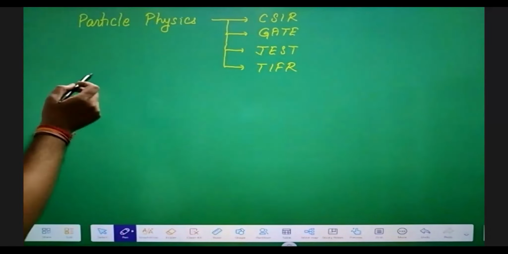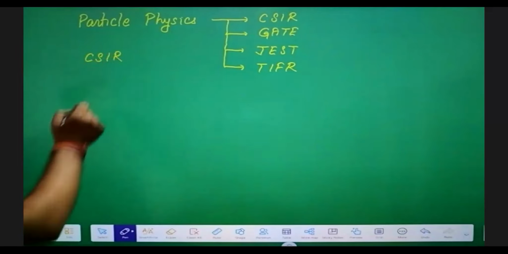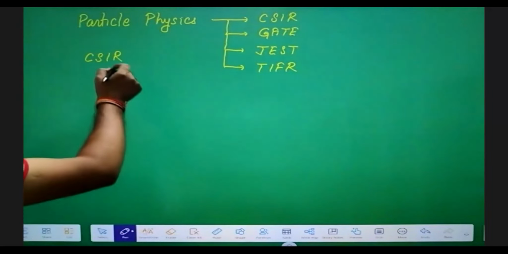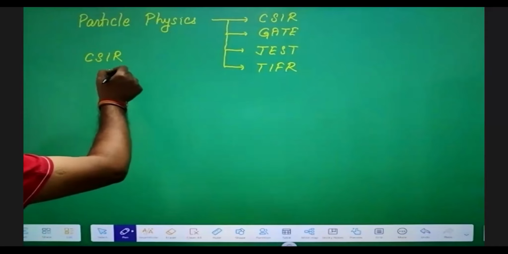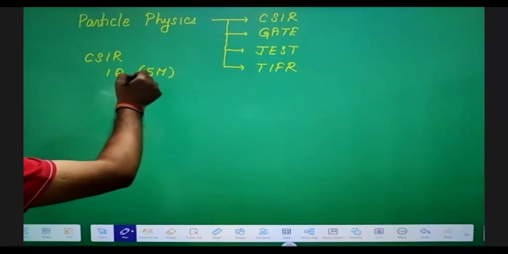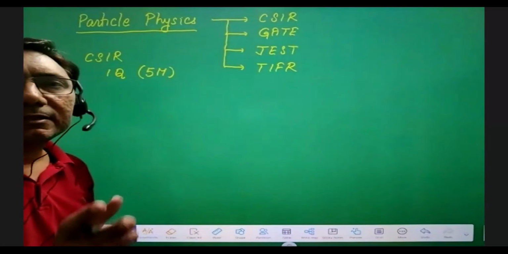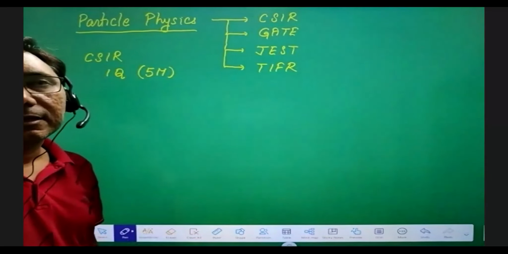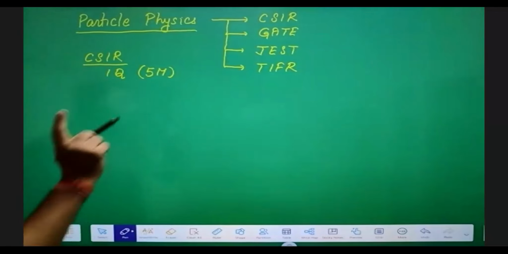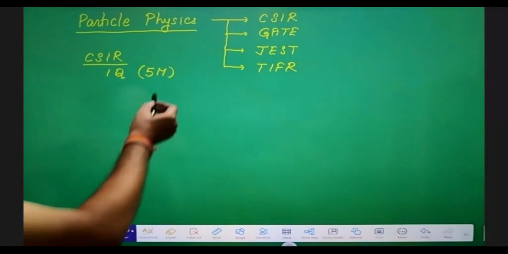If you look at the CSIR exam particularly, then you will get a question in Part C. In Part C, you will get one question from particle physics, and that question will have 5 marks. This particle physics is a part of nuclear physics. The complete section is nuclear and particle physics. So from particle physics, particularly in the CSIR exam, you will get one question in Part C every year. So this is very important.